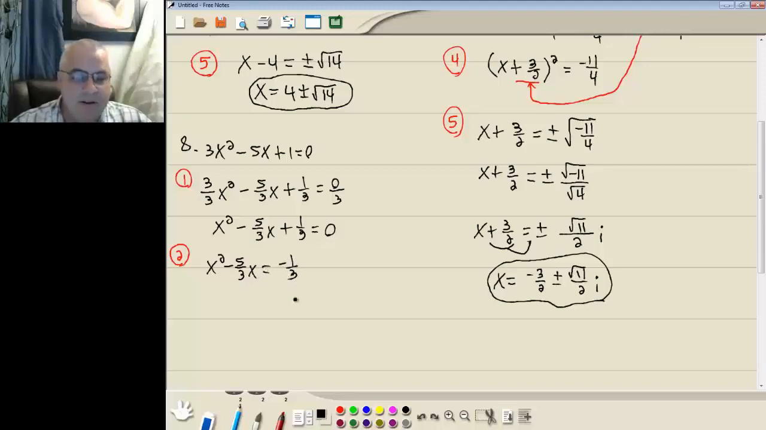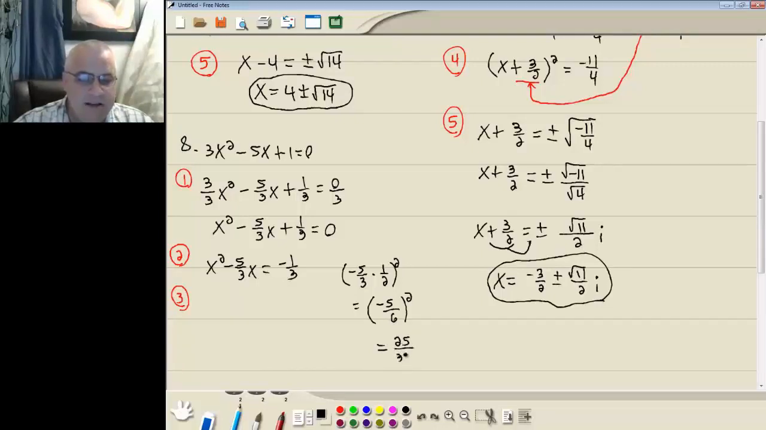Step 3. Take the number before your x, which is negative 5/3, multiply it times a half, and square it. Well, negative 5 times 1 is negative 5. 3 times 2 is 6 squared. And square the top, square the bottom. Negative 5 squared is 25, and 6 squared gives us 36. And then add that to both sides.